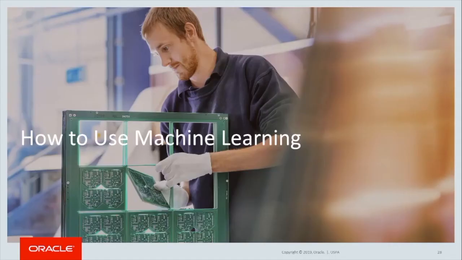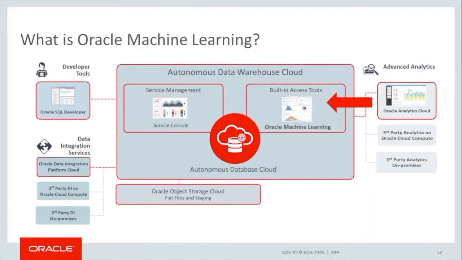How to use machine learning. One of the features that comes with the Autonomous Data Warehouse is Oracle Machine Learning. Let's look at how you can use Oracle Machine Learning. Oracle Machine Learning, or OML, is a SQL notebook interface for data scientists to perform machine learning in Oracle Autonomous Data Warehouse. OML is a good tool that allows collaboration on building, evaluating, and deploying predictive models and analytical methodologies.